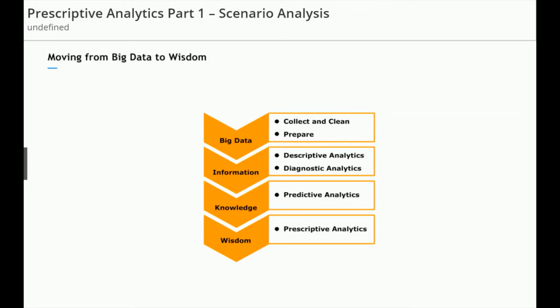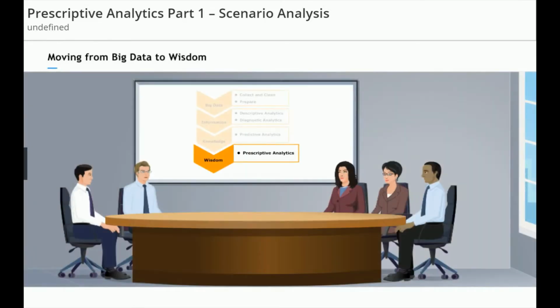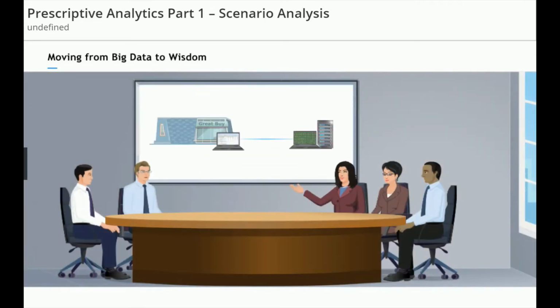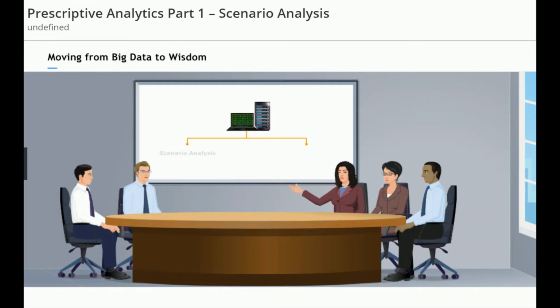Let's listen in as the team discuss the fourth phase, transforming knowledge into wisdom. Prescriptive analytics is about using data to help us make better decisions. There are many ways in which the business world uses data to help make better decisions, but the two main approaches are scenario analysis and optimization. Let's talk about scenario analysis.